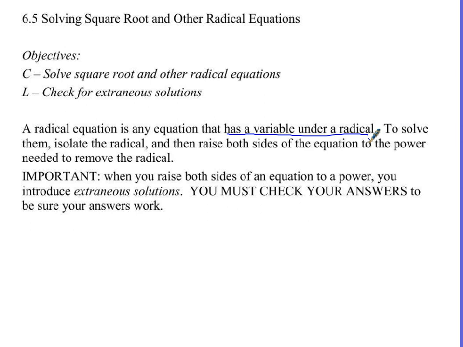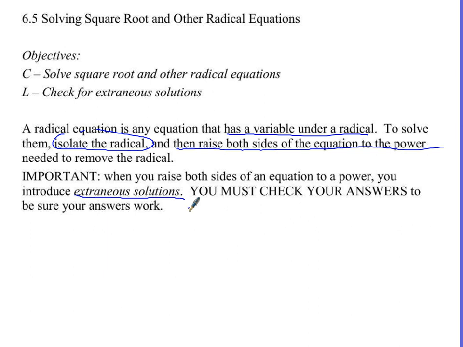To solve them, isolate the radical. So like step 1 right there. Isolate the radical, then raise both sides of the equation to the power needed to remove the radical. So if you're square rooting something, then you're raising both sides to the second power. When you raise both sides of an equation to a power, you introduce extra solutions.